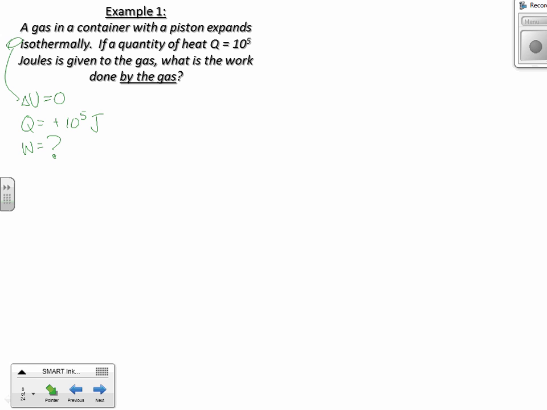Well, let's see. We can go to the first law and say that delta U is Q plus W. Delta U is 0, so negative Q equals W. So work is negative 10 to the 5th joules. But for us, W is work done on the system. So if the work done on the system is negative, then the work done by the system is positive 10 to the 5th joules.